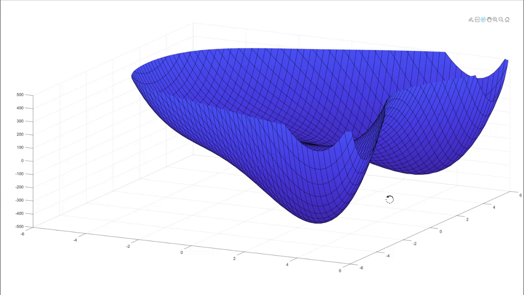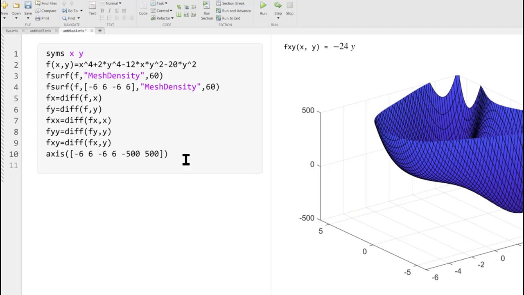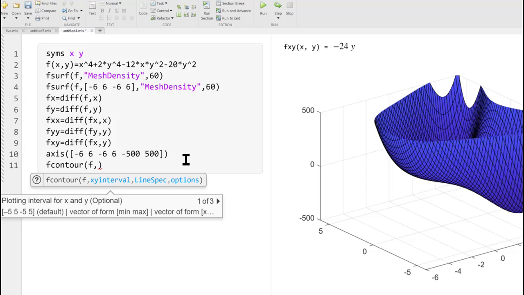So let's go ahead and look at a contour plot just to get an approximate position of these two a little more precisely. So for the contour plot, we shall ask for fcontour, and we want that for f, and our range of x, y values is negative 6 to 6.